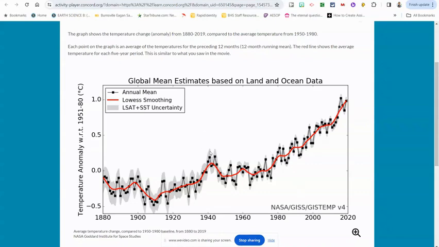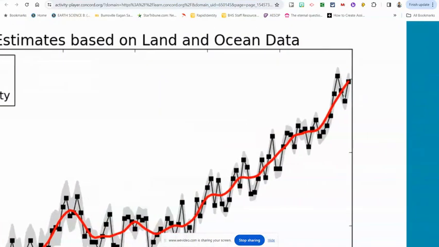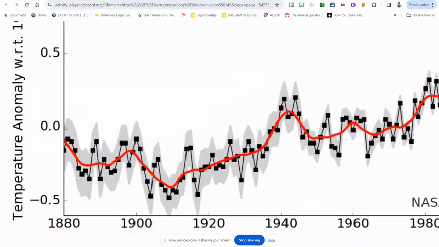Each point is an average of the temperature for the preceding 12 months. So every year is one of the black dots. The gray shaded area is actually showing the uncertainty. What does that mean? Well, if you look at nowadays, we're pretty certain about the data. I'm going to zoom in if that's okay. If we look at more recent data, there's not a lot of gray above and below the point. But as we go back in time, you should notice that it gets wider. If you look way down at 1880, there's a large range.